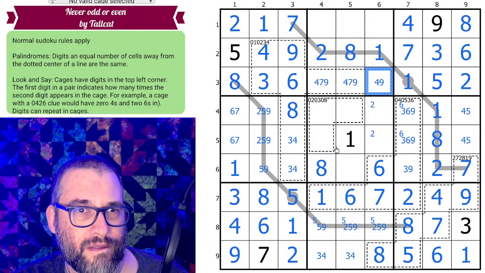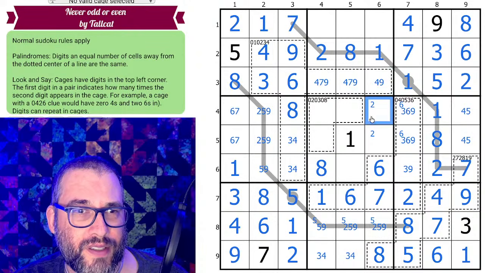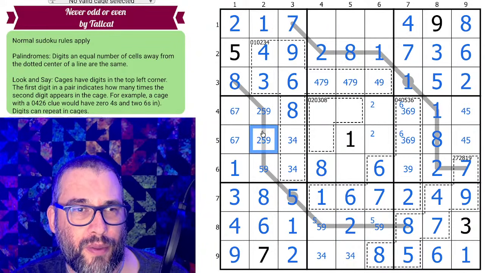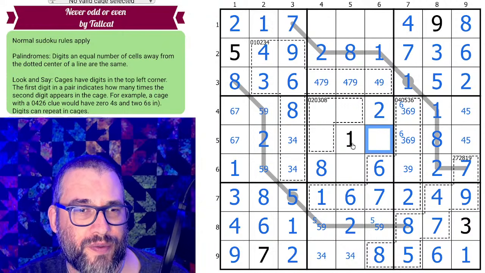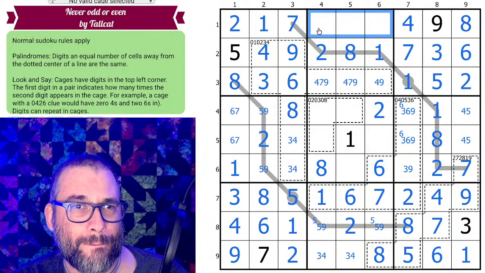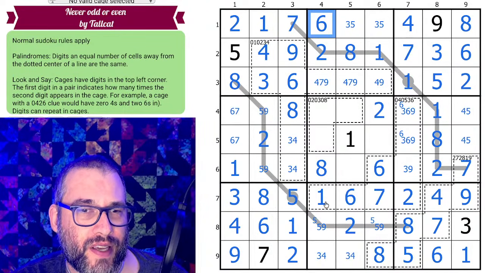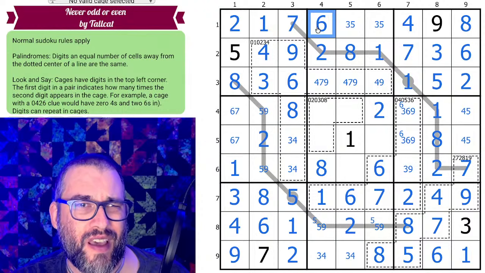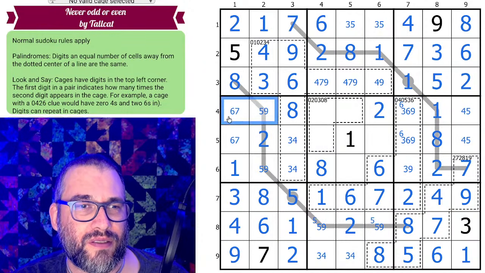Let's see. 2's pointing down from box 5. So these are 2's, so that's 2. That's very nice. 3, 5, so that's a naked 6. Was that in fact our last 6? No, it was not. We have these.